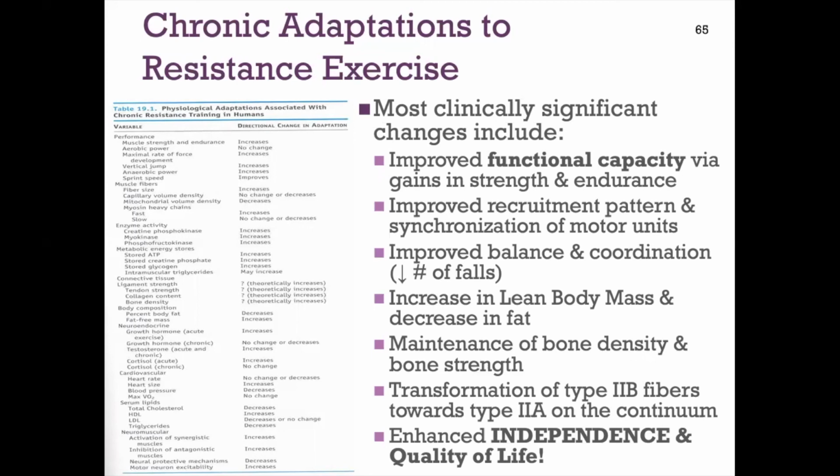We improve our recruitment pattern and synchronization of our motor units. So everything becomes more fluid and more efficient. We get improved balance and coordination, which means we are decreasing our number of falls as we become older. We get an increase in our lean body mass and decrease in fat, as we said, and a maintenance of bone density and bone strength. There's a transformation of those type 2 fibers towards the type 2As versus the type 2Xs. Type 2Bs are in animals, but type 2Xs are found in humans. So we get a conversion more towards those type 2As, and we get an enhanced independence and quality of life.